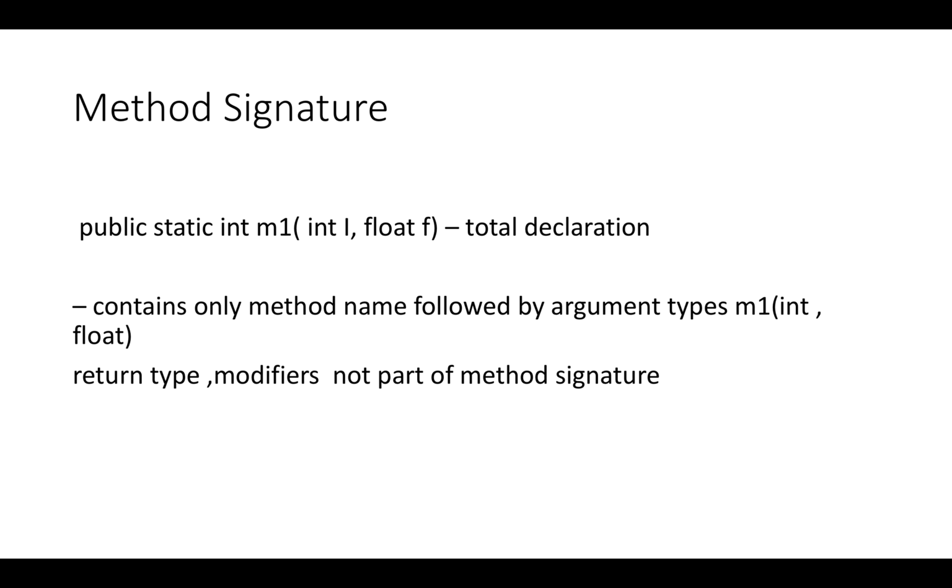You can see from the method example, we describe the method with the name m1 and we have two parameters, integer and float, the return type is integer, and the modifier is public static. So the method signature contains only the method name, m1, followed by the argument types: integer i and float f. In this scenario, the method name and the argument types are called the method signature, and the return type and modifiers are not part of the method signature.